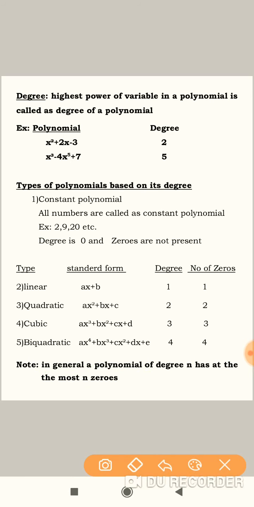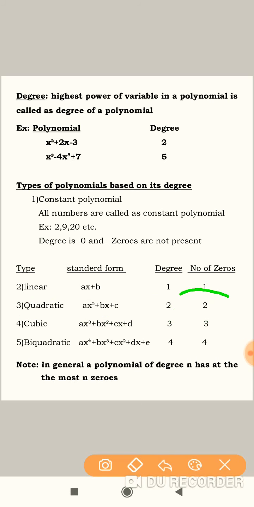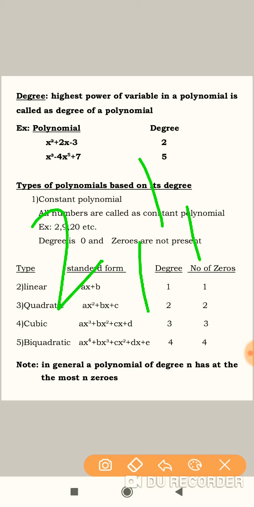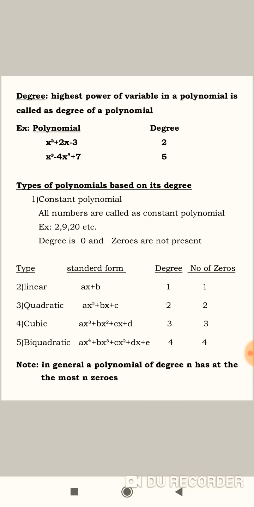For example, if you take a quadratic polynomial, the degree is 2 and it can have at most 2 zeros. At most 2 zeros means a quadratic polynomial can have 2 zeros, 1 zero, or it may not have any real zeros. That is the meaning of at most 2 zeros.